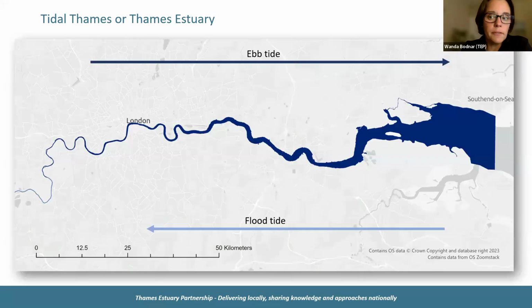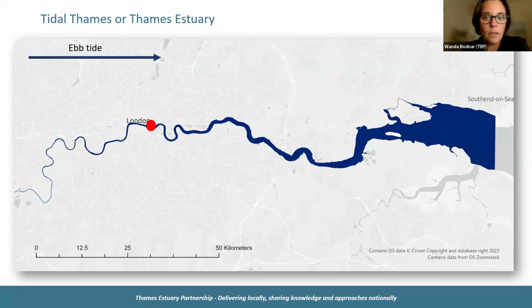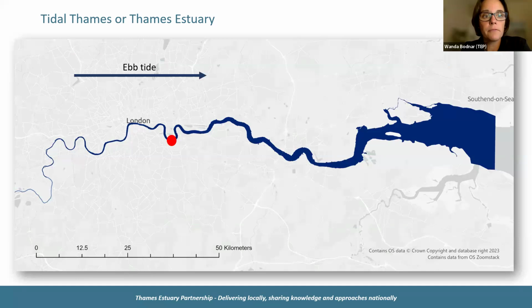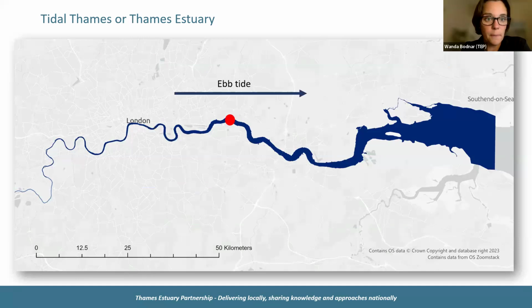Because of the topography and the tributaries, on average, the outgoing ebb tide lasts slightly longer than the incoming flood tide. So for example, if you were to drop an object somewhere in central London, because of the back and forth movement of the water, it would take about 3 months to reach the sea.